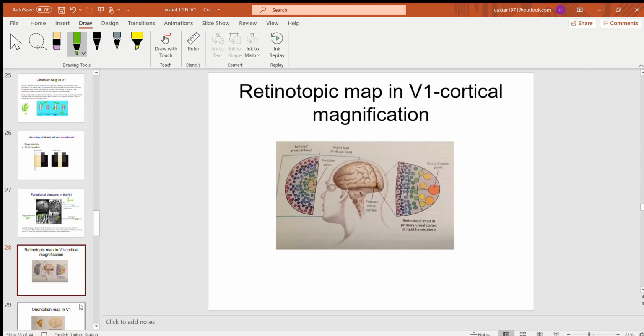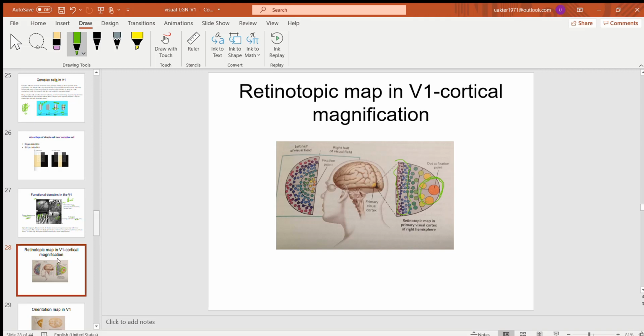Cortical magnification: I mentioned that the area from the center part of the retina gives signal to a larger area in V1, and from the outer part, which is bigger, a relatively smaller area receives the signal. So that is the cortical magnification. Okay.